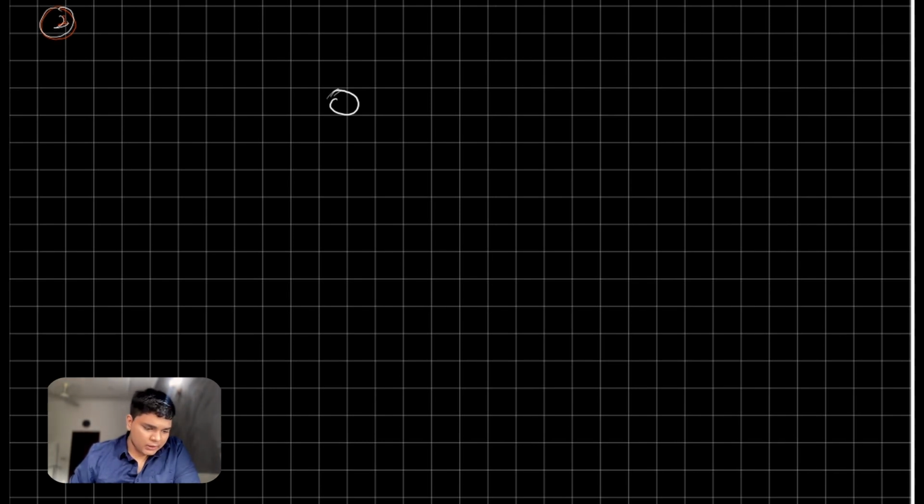Let's model this car as a particle, right? It's traveling on the road. It's traveling at about 40.2 kilometers per hour.